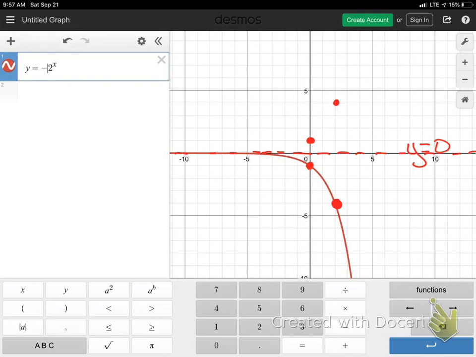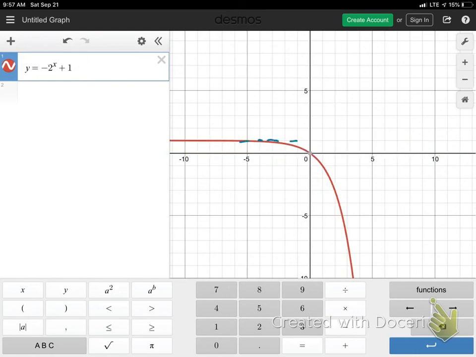So I am going to now take this graph, this negative 2 to the x power, and I am going to add 1 to it. So the 1 moves our graph up and down. This point is going to go up 1, and this point is going to go up 1, and my y equals 0 is going to go up to y equals 1. So let's see what that looks like here. Instead of y equals 0, my asymptote is now y equals 1.